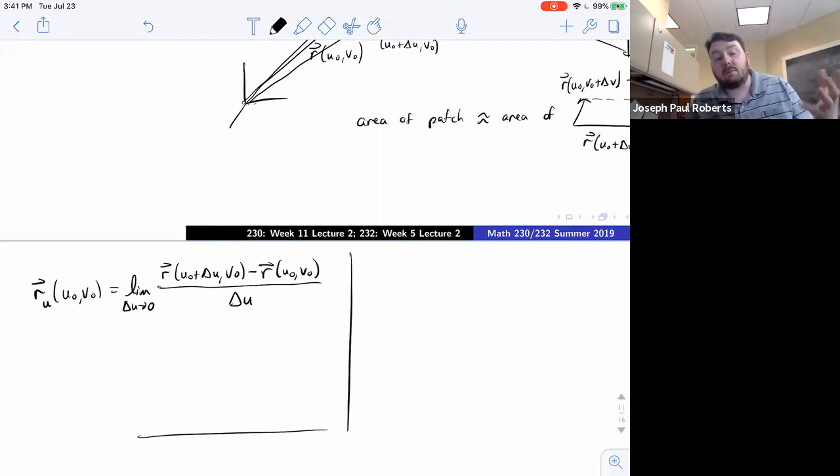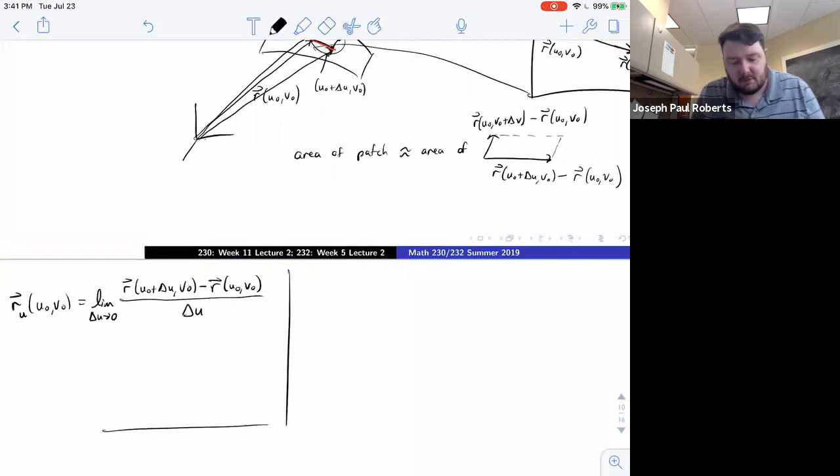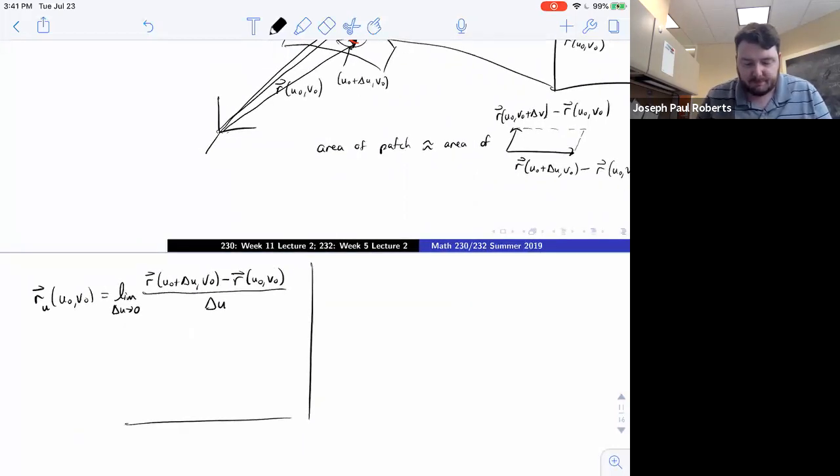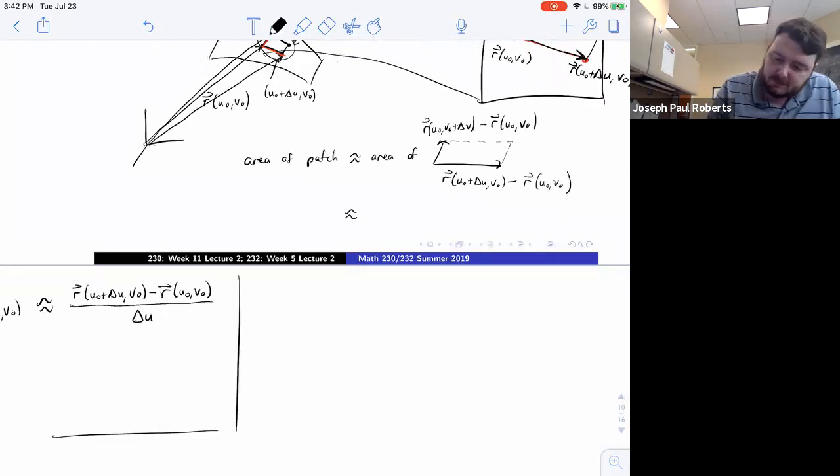Remember, think back to Calc 1, all derivatives are defined in terms of these difference quotients. For the U partial, you're freezing V at V naught, and you're adjusting U by a small amount, and you're doing this difference quotient. So basically that's telling me that if I pick delta U pretty small, this partial derivative is approximately that. So basically right here, this side is about R sub U times delta U, and this side is going to be R sub V times delta V.